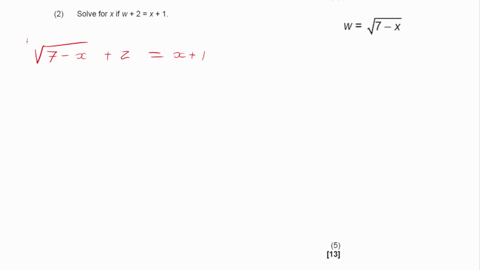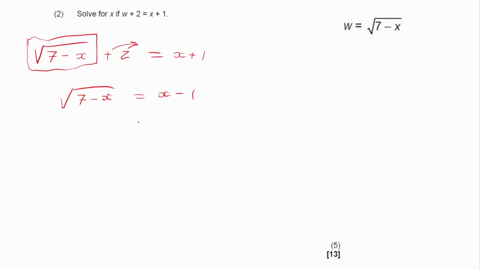Very important, whenever you get the surd and x is in the surd, what you have to do is get everything to the other side. So this 2 has to go to the other side because we need this thing in the block by itself. So the square root of 7 minus x is equal to x minus 1.